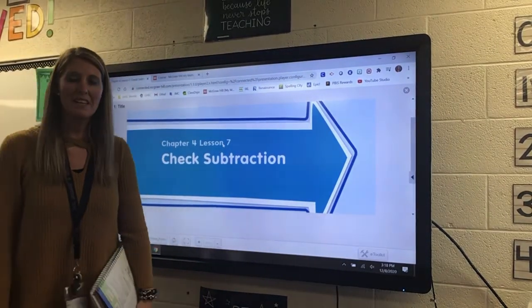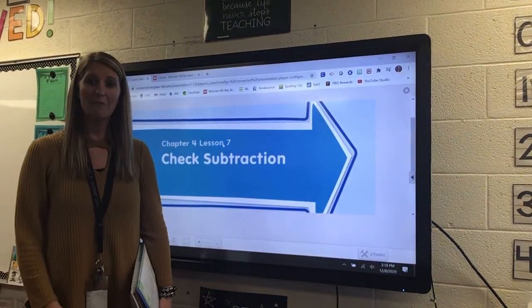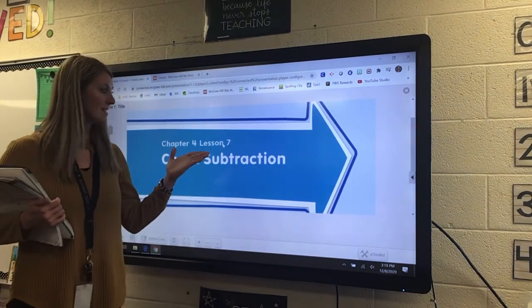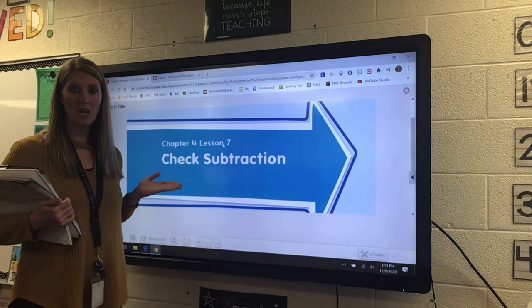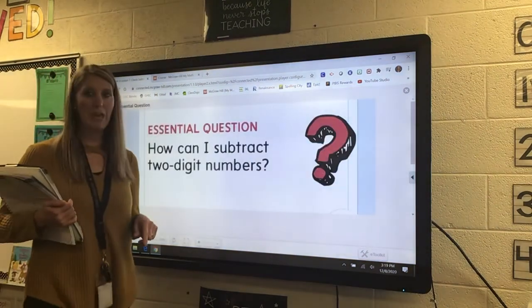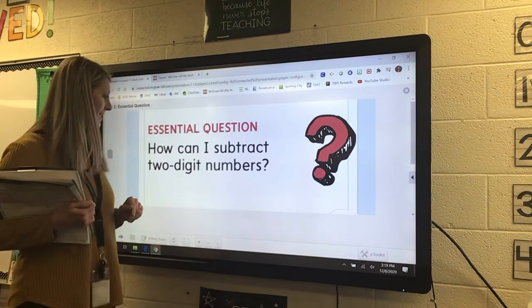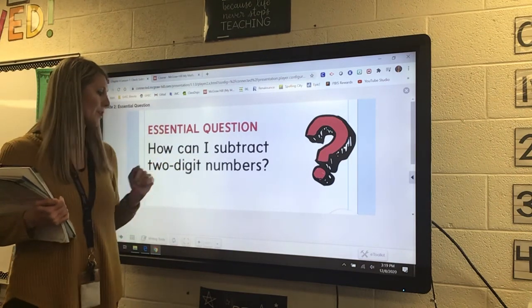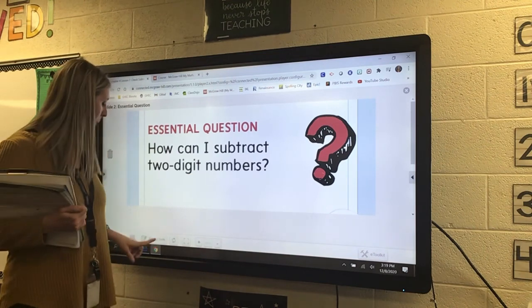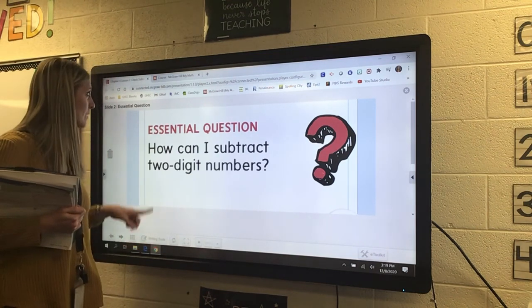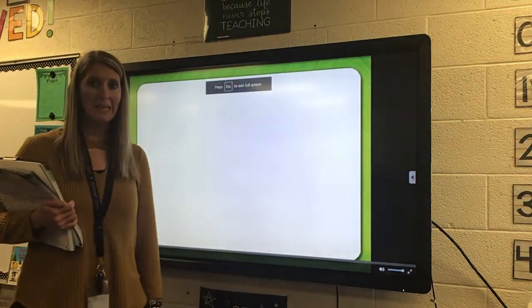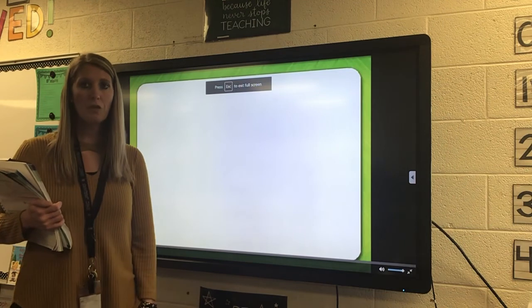Hello, second graders. This is our math lesson for today. We are going to do chapter 4, lesson 7, called Check Subtraction. Our essential skill and question for this lesson is, how can I subtract two-digit numbers? We're going to watch a video today that goes with this lesson that practices checking your subtraction through addition.